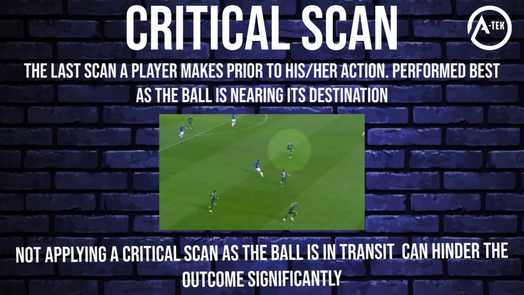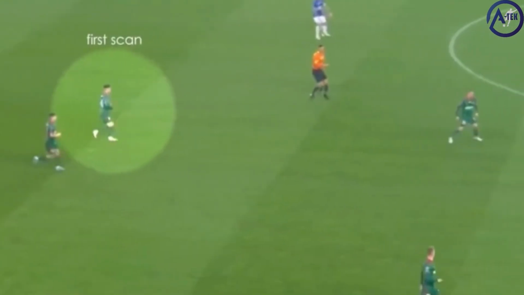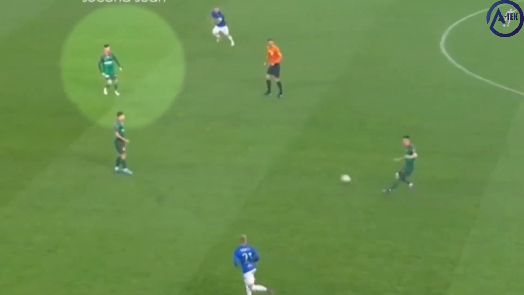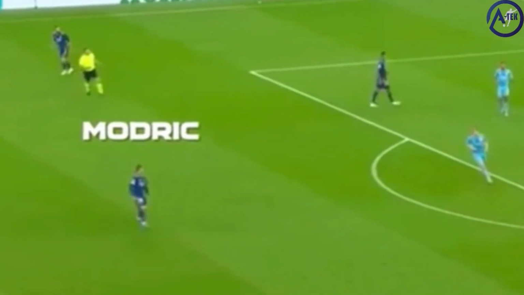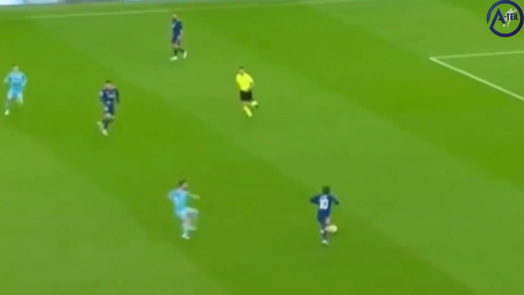Now, one of the most important scans is something known as a critical scan. Now, a critical scan is the last scan a player will make prior to making a decision. And it's this one that tends to have the influence over the outcome. So if players don't use a critical scan that often, it can lead to a turnover in possession. Now, an example that you see on screen now is as follows. You can see that the player will make 2 scans, but the critical scan, the one where the ball is on its way to him, is the one that he didn't do. And that resulted in a turnover in possession. So it's important that you practice critical scans where the ball is on its way and the players will make one final check to make sure things are in position.